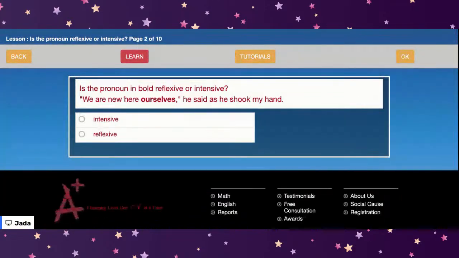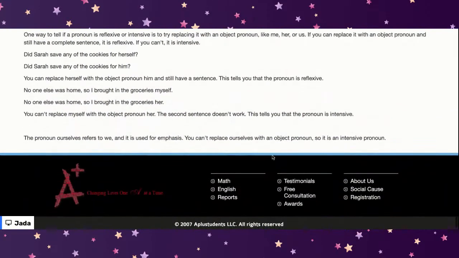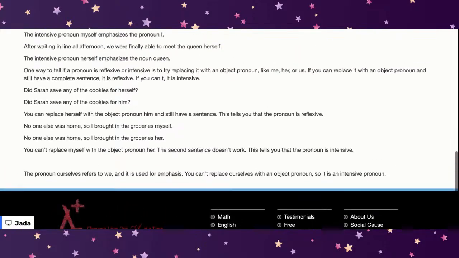We are new here ourselves, he said as he shook my hand. So this is very similar. So this is reflexive. Okay, now you can't replace ourselves with an object because ourselves is already the object. So it is an intensive pronoun. So you usually can replace the object. So take note of the difference. You can replace the object. Okay?